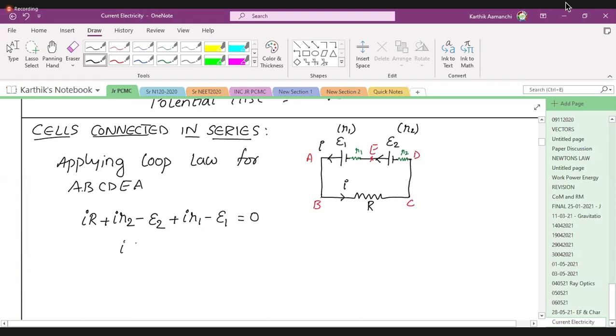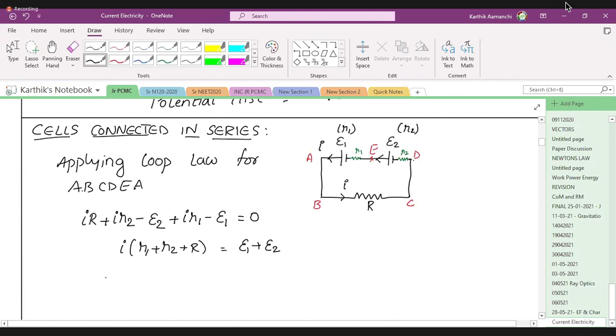From this, I take I in common: I times (R plus R1 plus R2) is equal to epsilon 1 plus epsilon 2. Sir, IR2 is from where to where? From D to this cell. Clear?